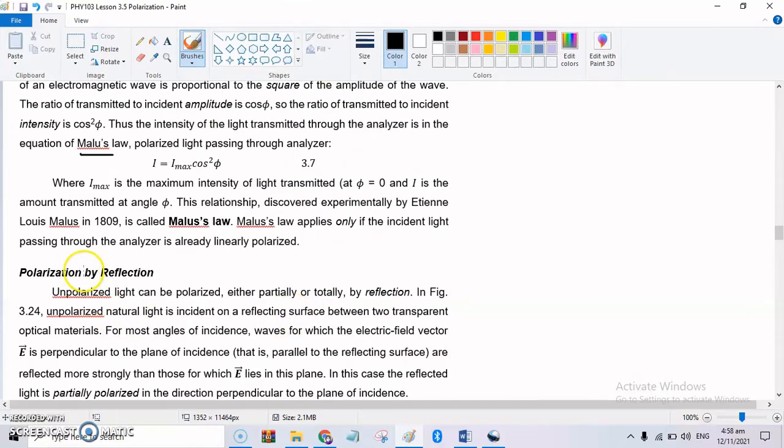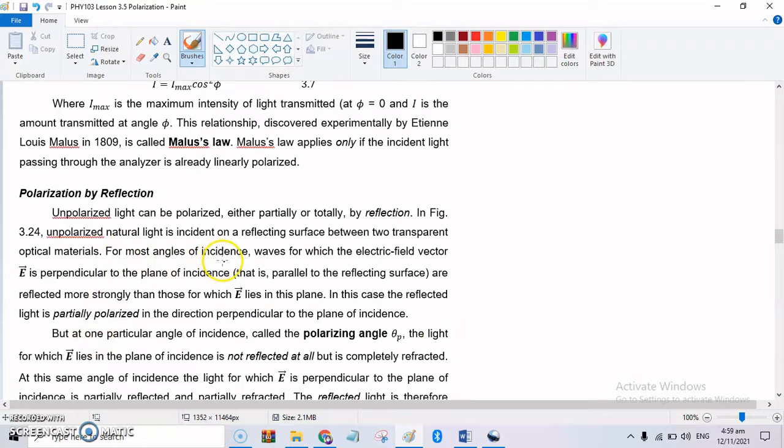Polarization by reflection. Unpolarized light can be polarized either partially or totally by reflection. In Figure 3.24, unpolarized natural light is incident on a reflecting surface between two transparent optical materials. For most angles of incidence, waves for which the electric field vector is perpendicular to the plane of incidence are reflected more strongly than those with which the electric field lies in this plane. In this case, the reflected light is partially polarized in the direction perpendicular to the plane of incidence.